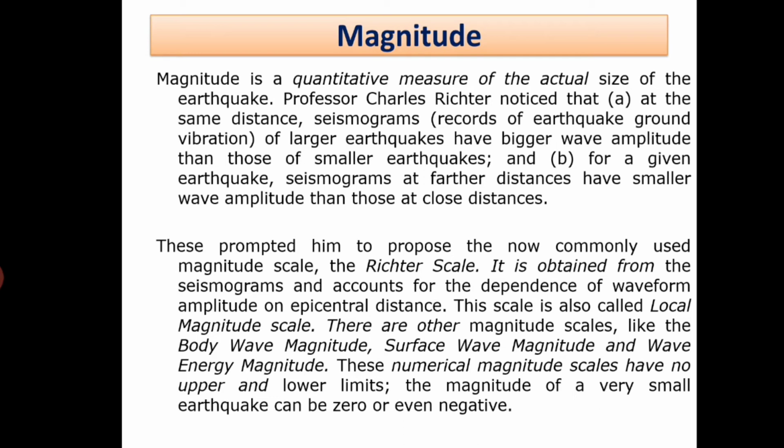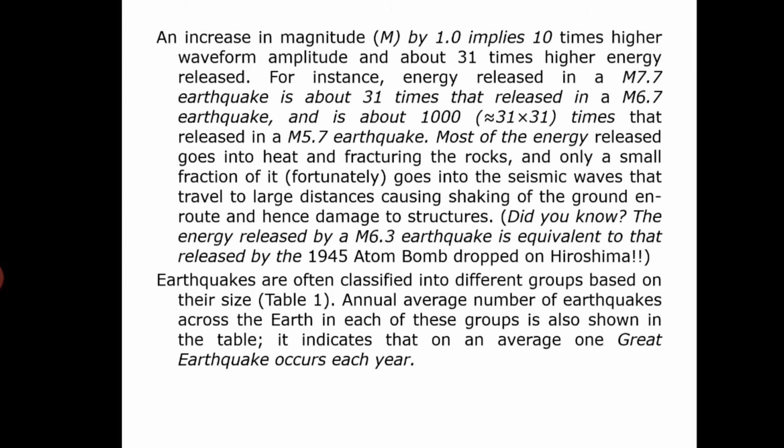So this numerical magnitude scale has upper and lower limits. Past earthquake records and signs should be used in developing earthquake resistant buildings. The significant scale should be decided with a lower limit and an upper limit. The magnitude of a very small earthquake can be 0 or even negative. An increase of magnitude is denoted by M.